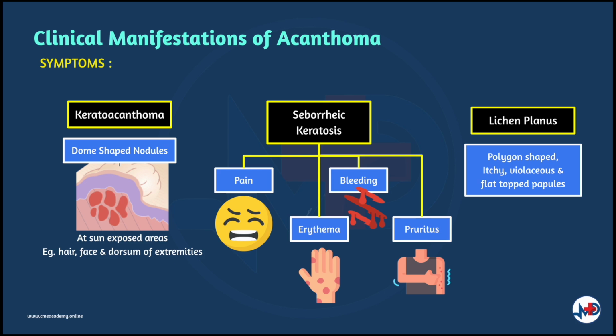Patients with keratoacanthoma will complain of appearance of dome-shaped nodules at sun-exposed hair-bearing areas such as the face, head, neck, and dorsum of extremities. Pain, pruritus, erythema, and bleeding are common complaints of seborrheic keratosis, which can occur anywhere on the body. The lesions are benign and slow-growing. While lichen planus has lesions that are polygon-shaped, itchy, and violaceous as well as flat-topped papules, it commonly appears on the flexor wrist, dorsum of the hands, lower back, ankles, and the shins.